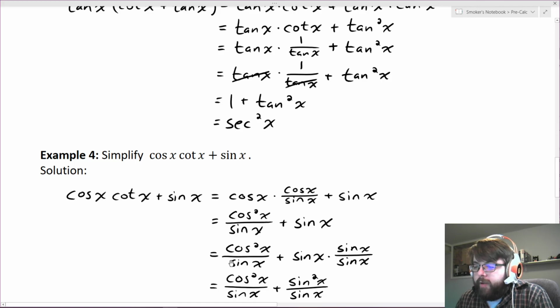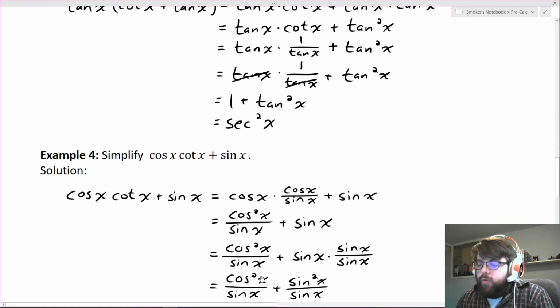I had a sine in the denominator over here. I wanted a sine in the denominator on this side, so I multiplied this number by this denominator over itself, and that will give me a common denominator of sine. So now I have two things, both of them over sine. Now look at this, sine squared over sine would simplify to sine. So these are equal, but it's going to give me the ability to combine these two fractions.